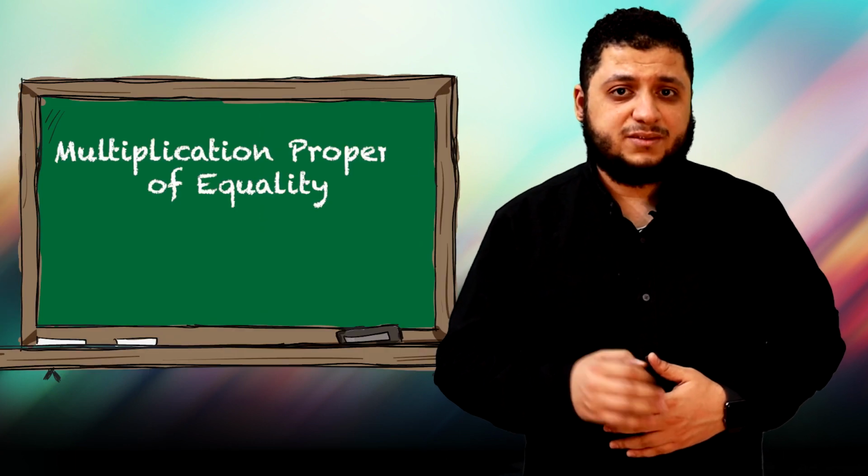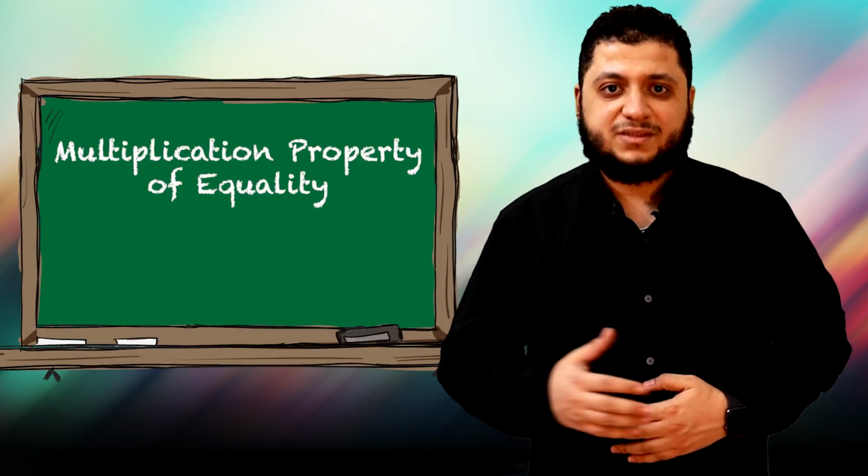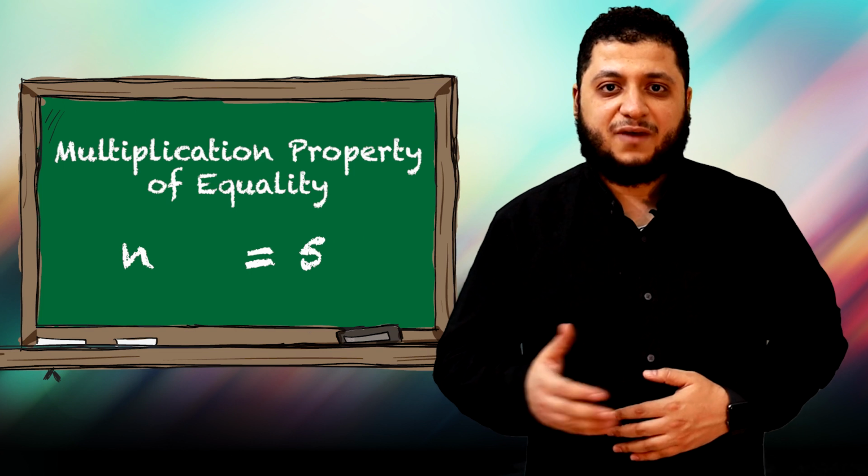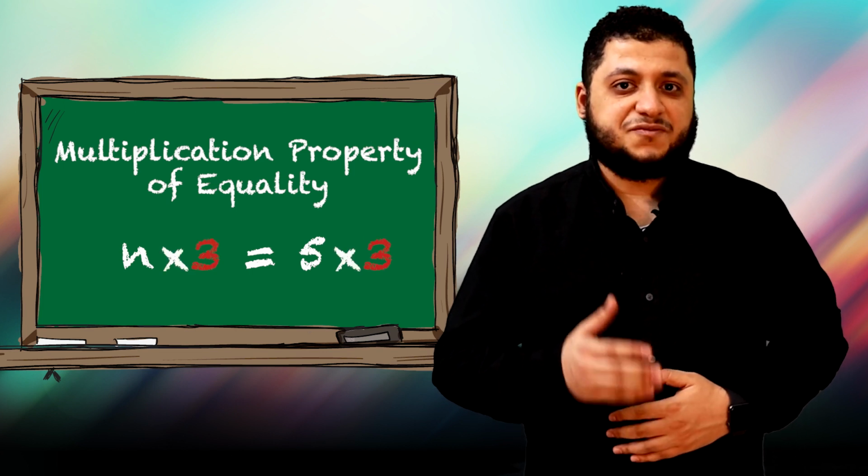As we know, multiplication is a repeated addition operation. So we can multiply both sides of the equation by the same number, the same amount. And this is called the multiplication property of equality. For example, if you have n equals 5, then n times 3 equals 5 times 3.